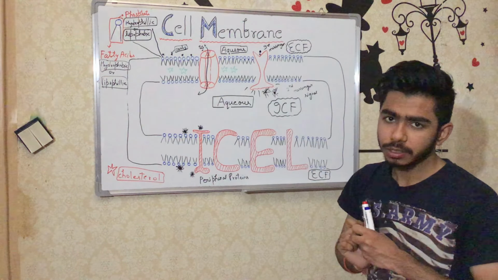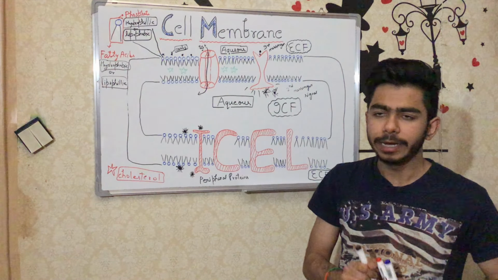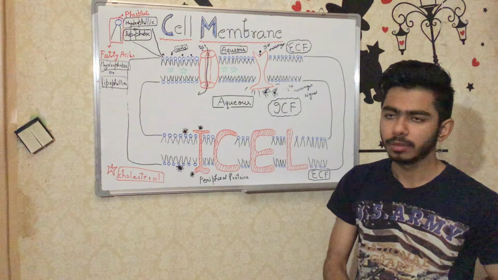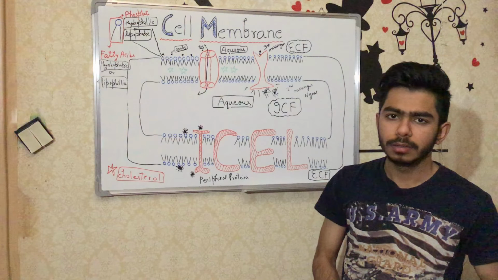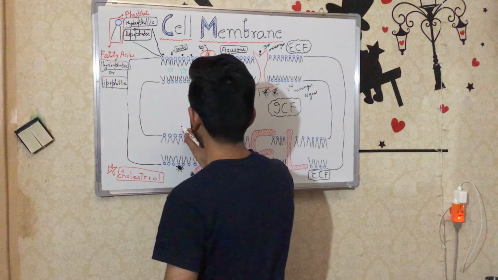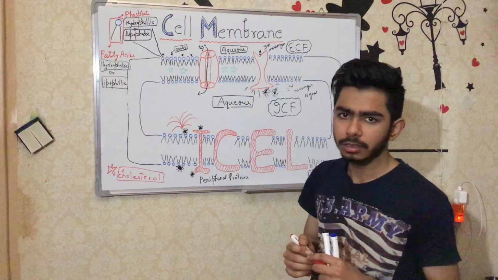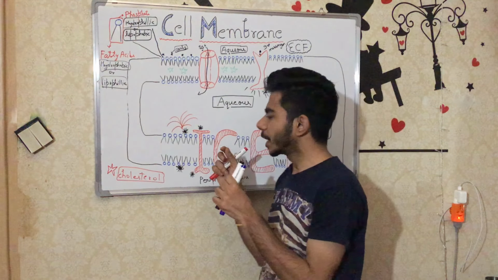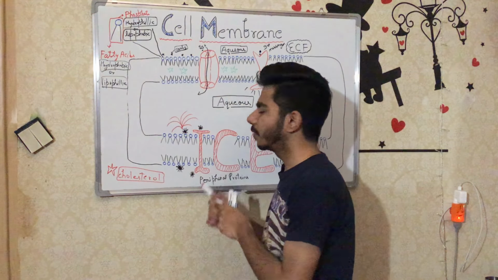So the functions of the peripheral proteins: they can bind to these receptors intracellularly and help the cell generate the response, the second messenger system. Second, they can bind with the cytoskeleton inside the cell. For example, these are the structures, I have drawn the cytoskeleton. So these peripheral proteins help in binding the cytoskeleton with the cell membrane. So this is also a function of the peripheral proteins.